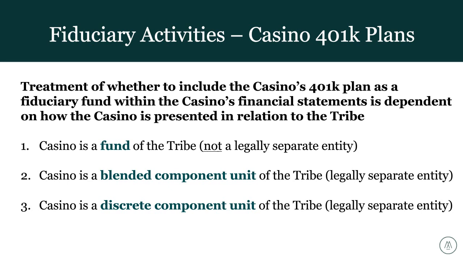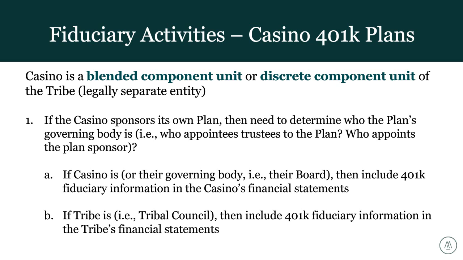So if it is truly legally separate and sponsors its own plan, we need to determine who the plan's governing body is. And that's generally by who appoints the trustees and the plan sponsor. So if the casino or the casino's board is determined to be the governing body, then you would include the 401k info as a fiduciary fund within the casino financials. But if the tribe is the governing body for the plan, then the 401k info would be presented as a fiduciary fund in the tribe's financials. So ultimately, what GASB 84 is saying is the 401k info needs to be folded into the statements of the casino's governing body, whether that's the casino, the casino's board, or the tribe. And the casino may sponsor its own plan, but where the 401k actually gets folded into depends on who the governing body of the plan is.